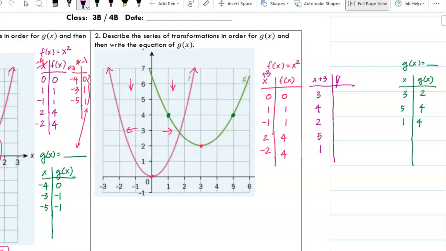Now notice on the green table that the vertex matches up, the x value of the vertex. The 4 and 2 is no longer found. And then 5 and 1 match up. From the green function, you notice that with the parent function, if 5 and 1 match up together, then the y value did not move at all. It didn't move at all.